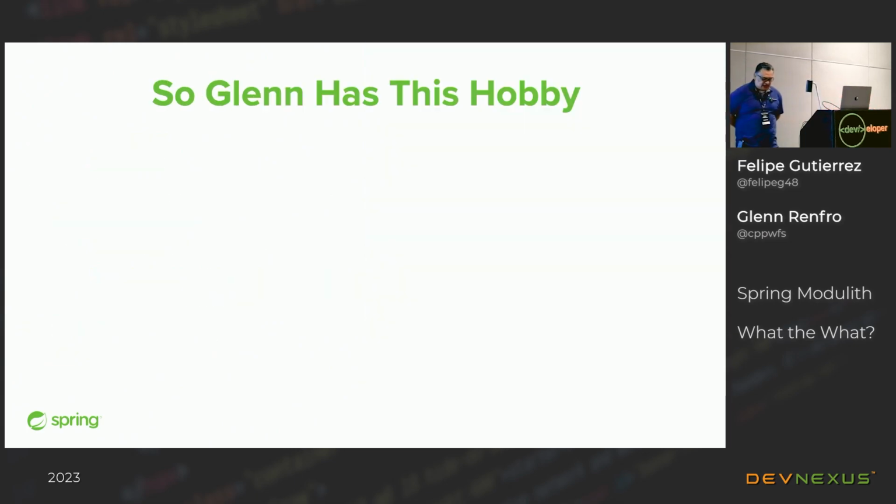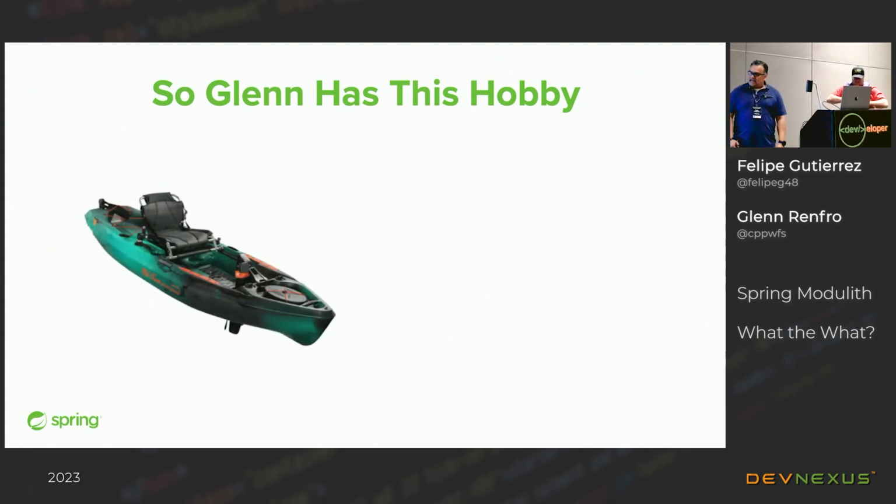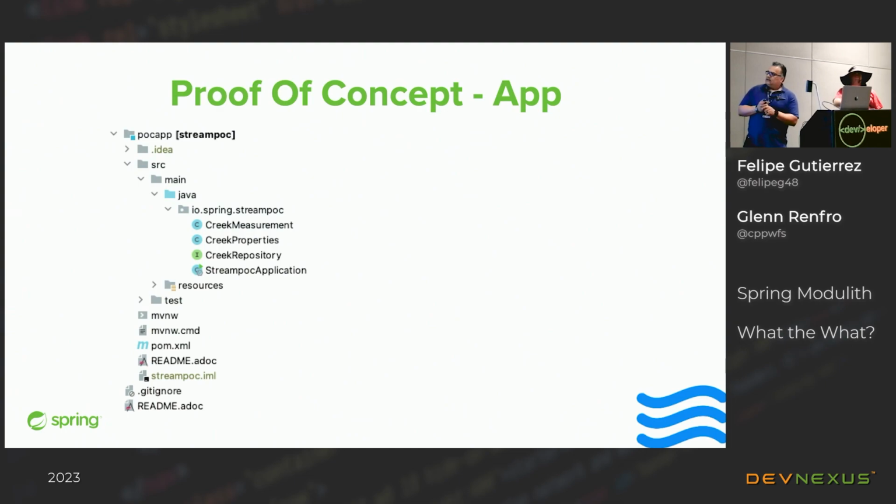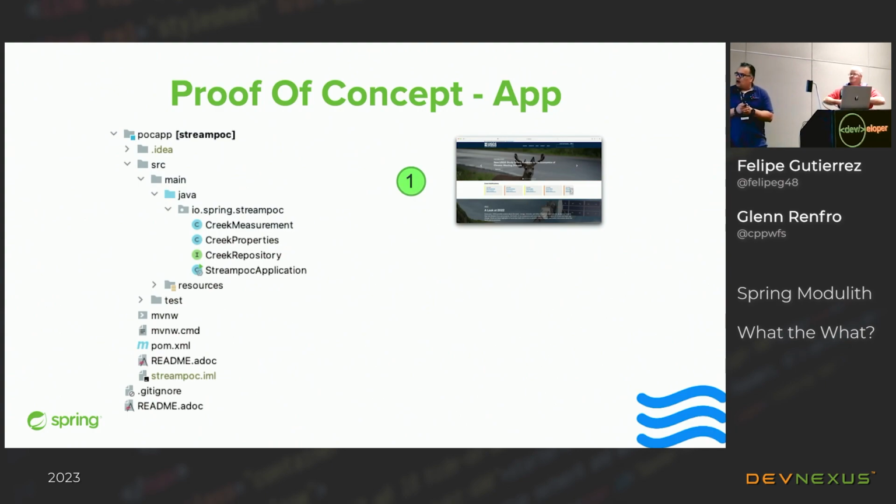One of the things I want to tell you is that Glenn has this particular hobby. He likes to do kayaking, right? He is awesome at kayaking. So something that he actually asked me was, hey Felipe, what about if we start with an application that allows me to get into this particular service from the USGS and then collect everything that I need to know about the creeks and the water levels so I can go kayaking, right? So that's something that we are going to do today.